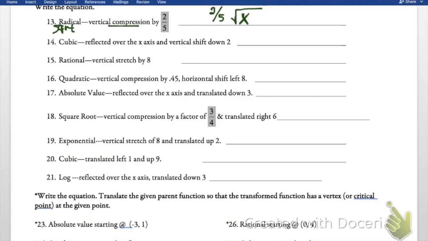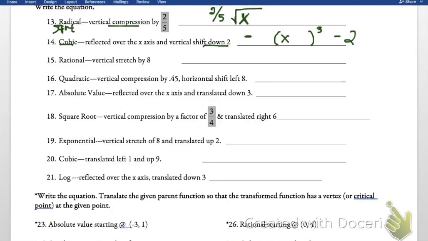Okay? Number 14 is a cubic. Cubic is what? X cubed. So I'm going to have something x cubed. Alright? They tell us it's reflected over the x-axis. So I know there's a negative out front. And it's shifted down 2. So it's -2 at the end. Now you could have written that squished together a little bit more because we don't have anything inside with the x. But that's okay. It's fine where it is.